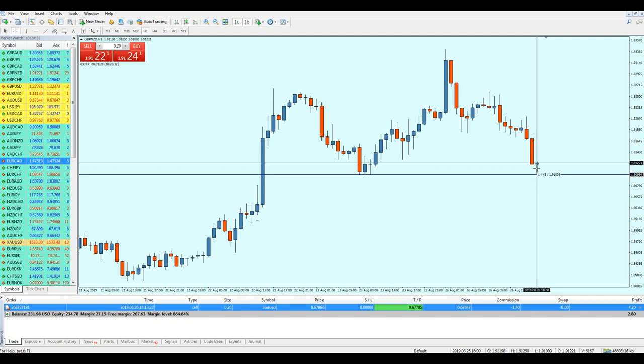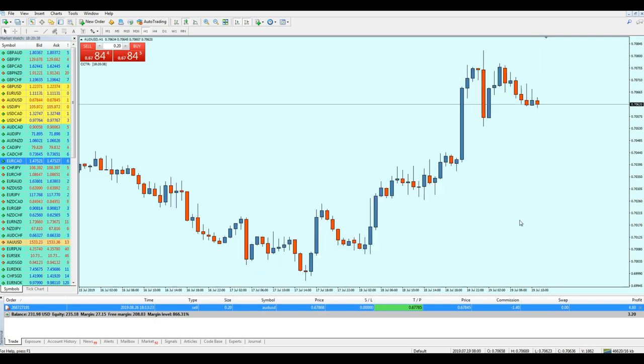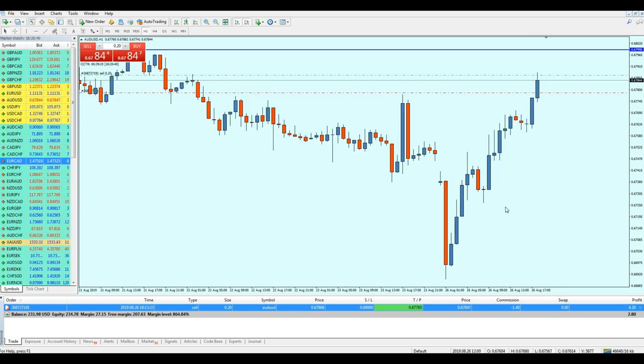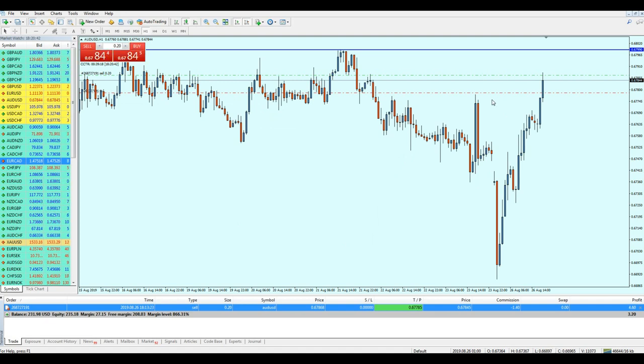So we have earned approximately 20 pips from this trade. So the daily target has already been reached. And this one is now reversing, the AUDUSD. Yeah, should be nice, should be good. I will wait for this candle to actually reach the take profit, and by that we will end the video.